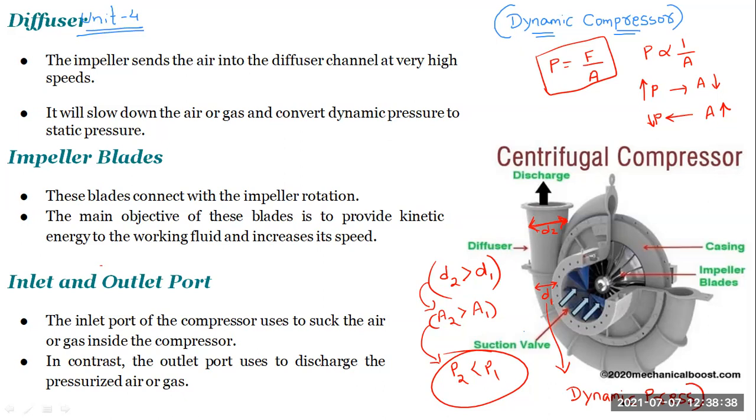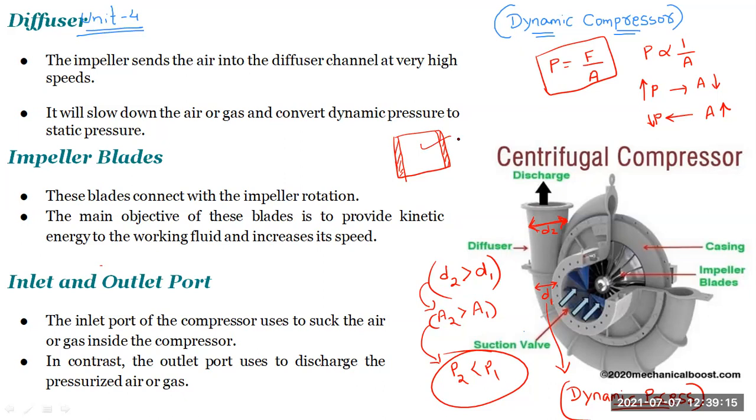Dynamic pressure, and it is difficult to store dynamic pressure. Dynamic pressure means the pressure of the air will be very high, as well as the velocity of the air is also very high. So it will be difficult to store these kinds of pressurized air. Because in whatever container you store this air, the container thickness should be more. The container material should be strong enough to store dynamic pressurized air, which will be costlier.